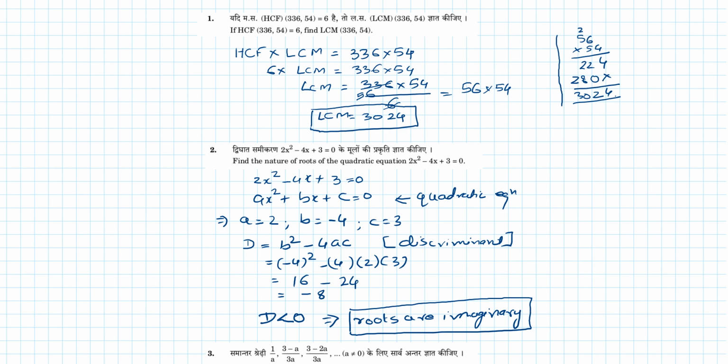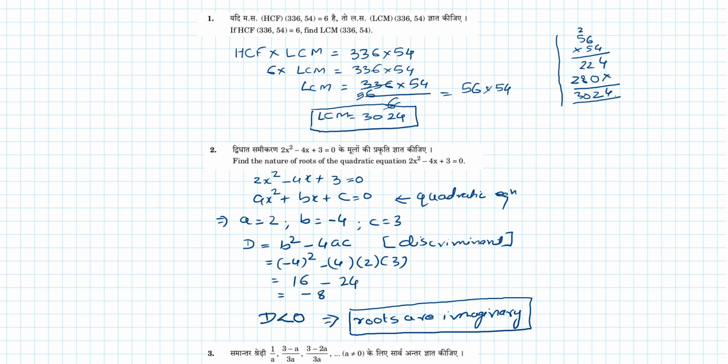So let us start with the first question. We are given the HCF between two numbers. We need to find the LCM between those two numbers, and the numbers are 336 and 54. Since we are already given the HCF between these two numbers, we can directly use the formula, that is HCF into LCM between two numbers is equal to the product of those two numbers. So that's how we can find the LCM. Okay, that is the first question.